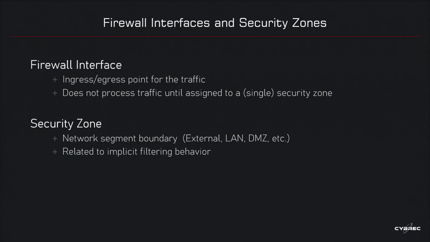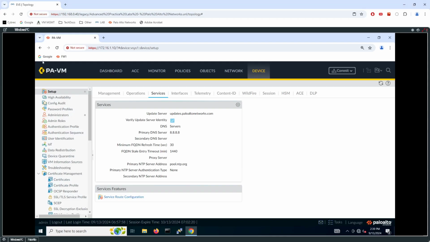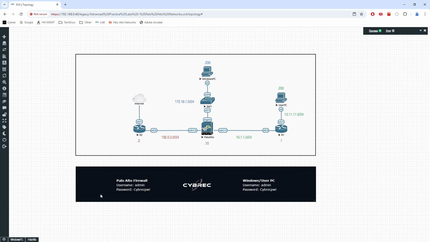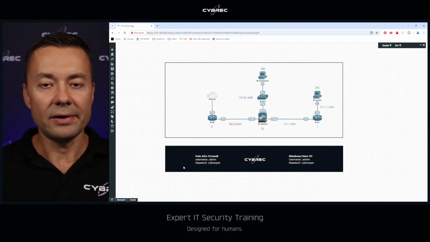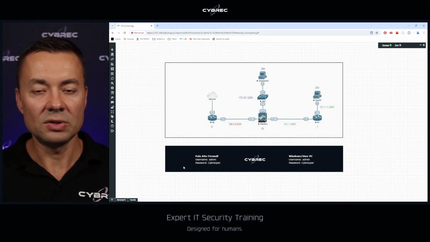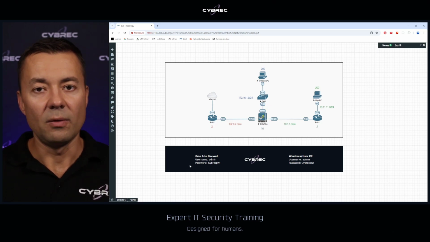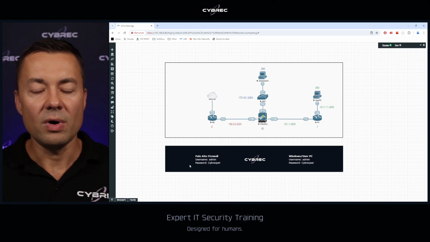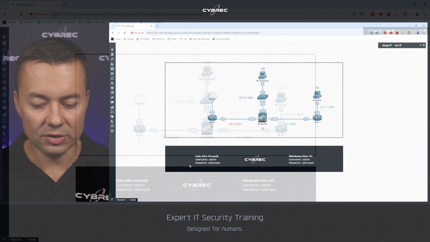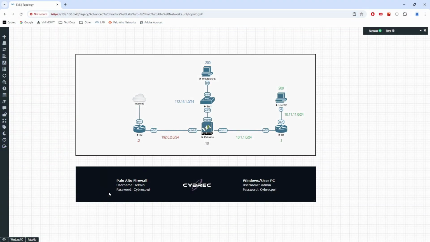Another important point about security zones is that they are related to the implicit firewall behavior. This is related to the default filtering logic of the firewall. As we will see later in this course, the firewall uses two implicit security policies, security rules, one for intrazone and one for interzone communication. So what's the difference between them and how is this related to the concept of security zones?